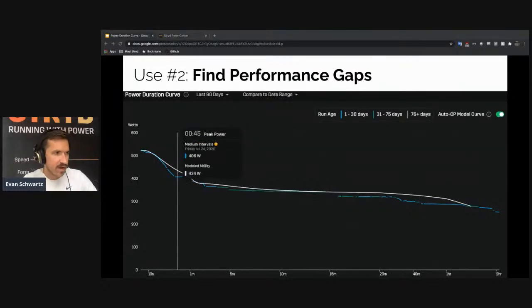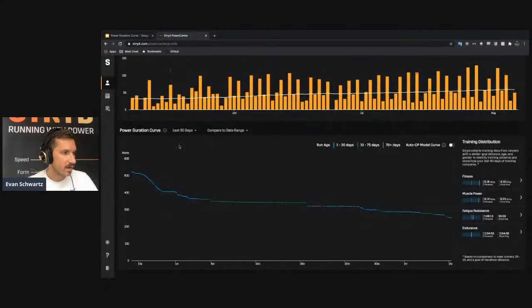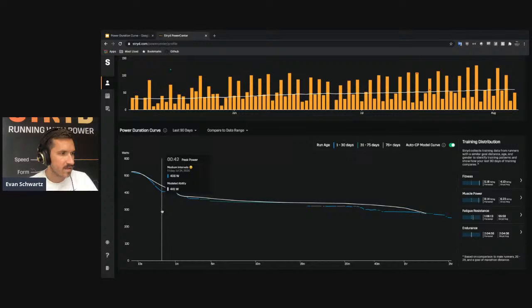Next consideration is finding performance gaps. So when we turn on the model curve, we can go into the power duration curve and look at the difference, the disparity, between the model projection and what we've actually done in reality. So you can see in my specific example, we'll hop back into my actual data here. I turn on the AutoCP model curve, and I can see the difference here.